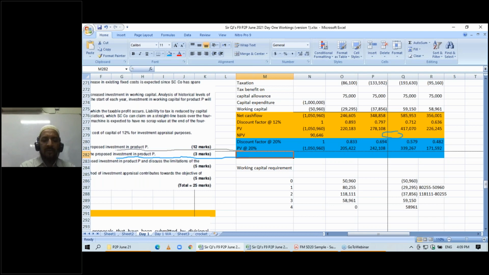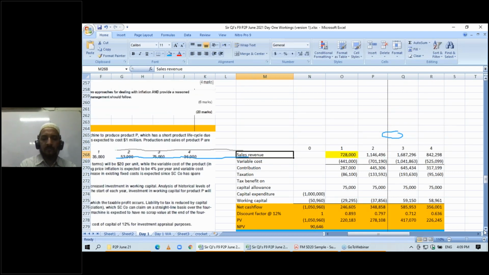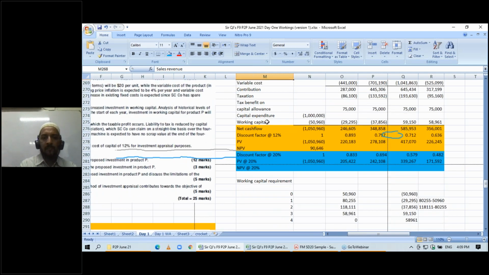So the NPV now at the 20% rate, the higher rate, is negative 92,571.